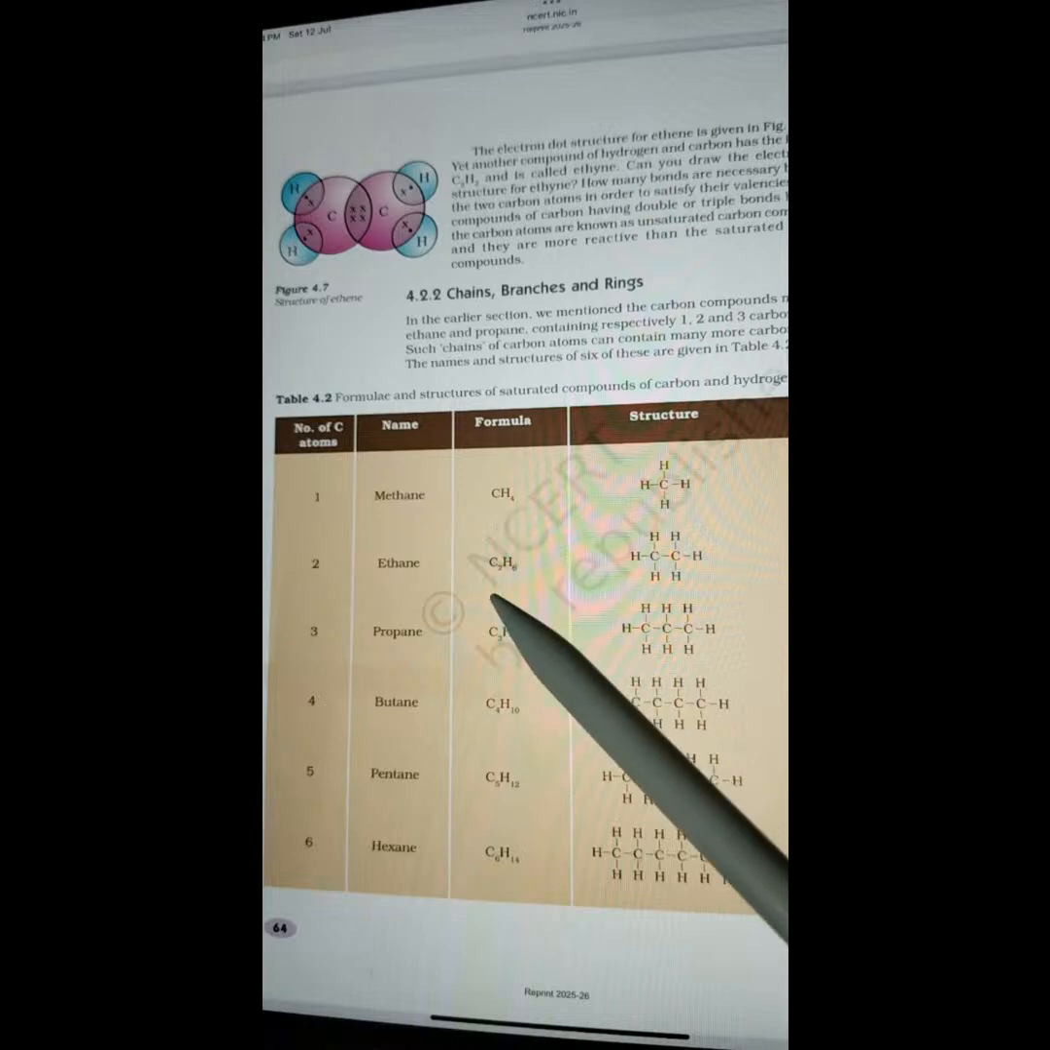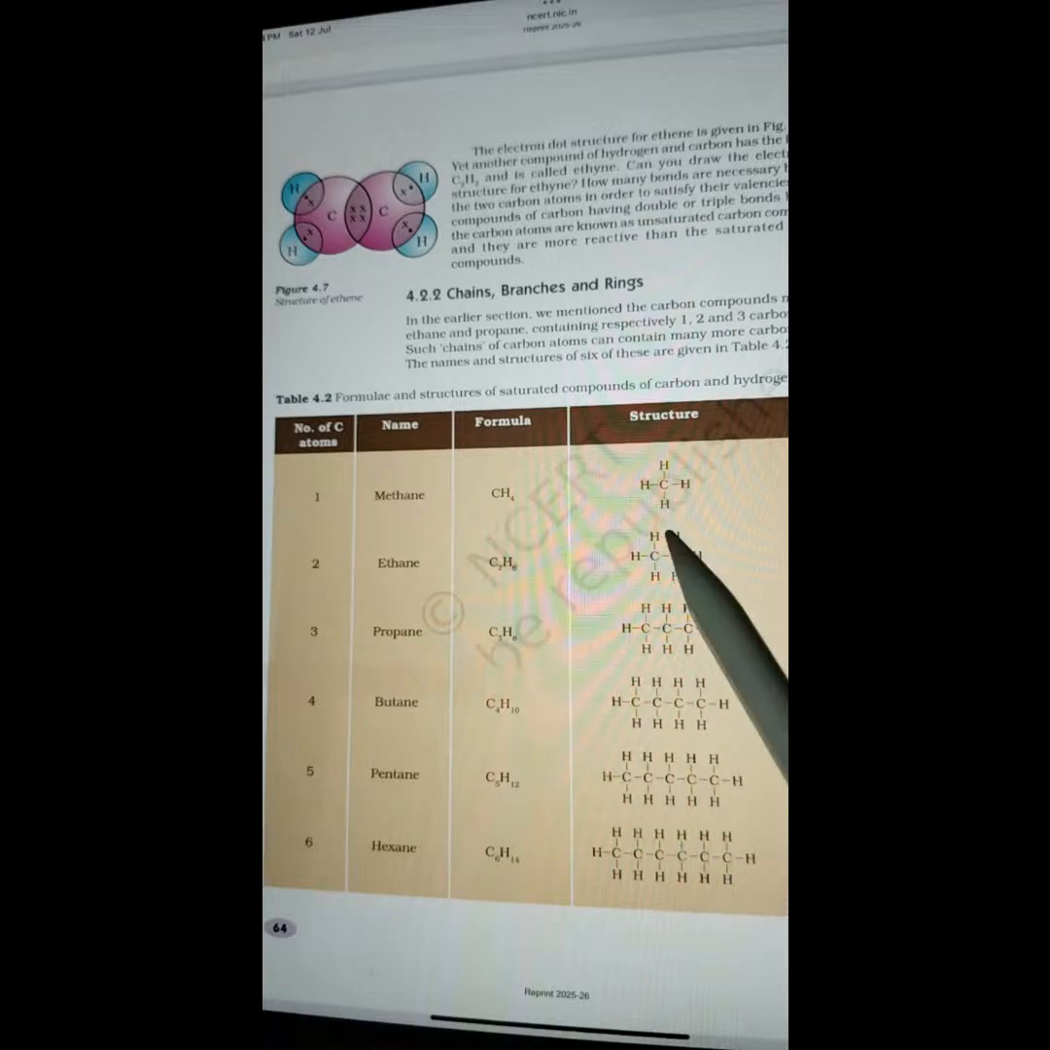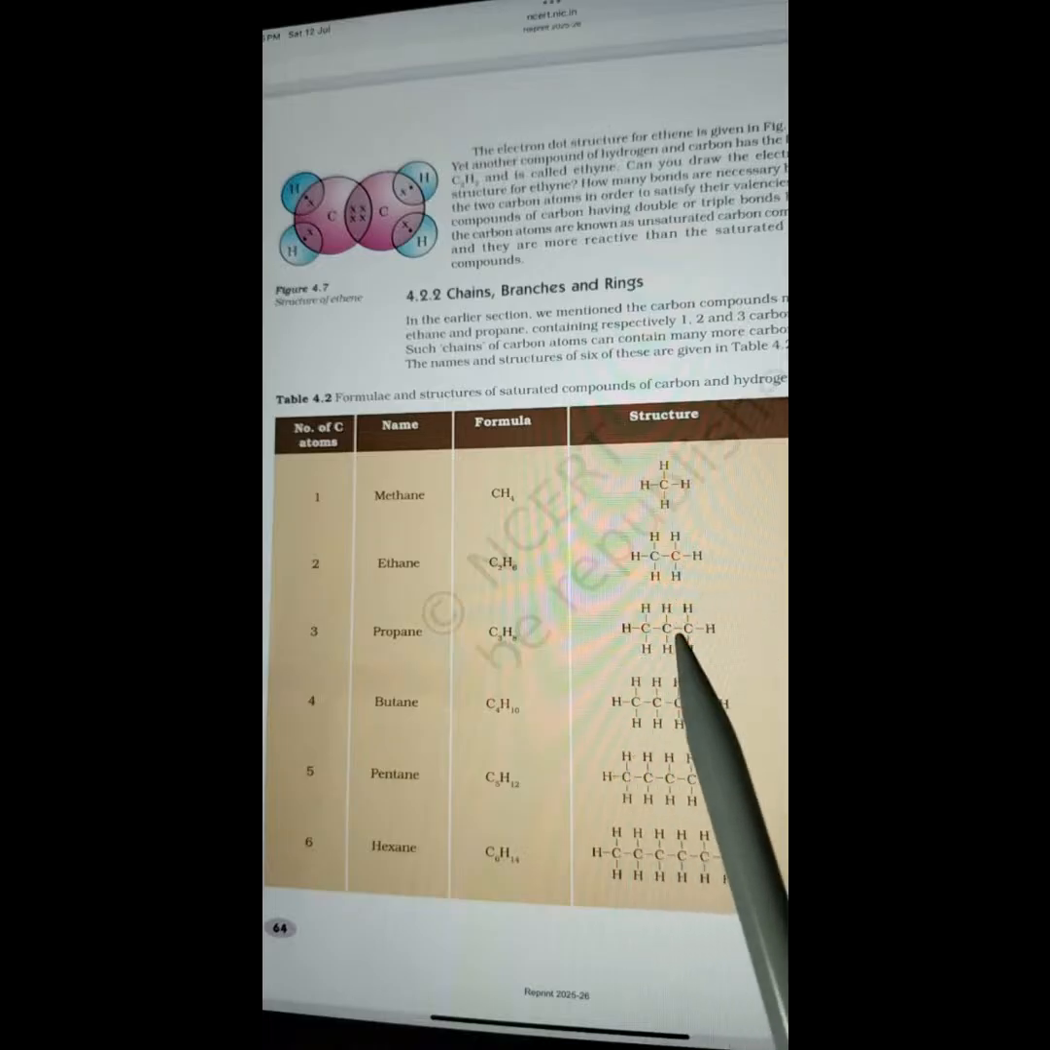Every time you move to the next member you have to add CH2, and how easy it is to draw. It's carbon in between, then hydrogen on all four sides, then carbon in between, and this fourth one is related to another carbon. So every time the valency of carbon should be satisfied, right? So you need to draw all these structures. No need to learn. By practicing, you will be able to do so.